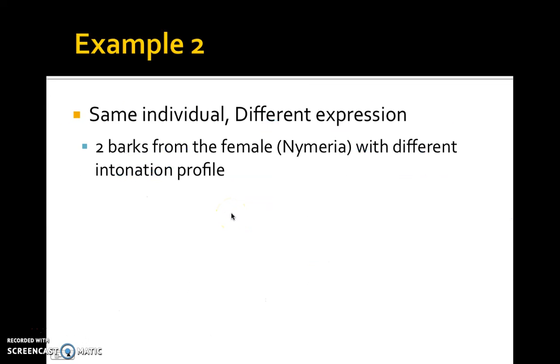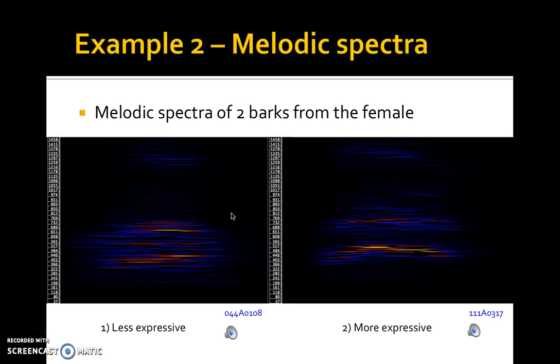Example 2. Same individual, different expression. These are two melodic spectra of the two barks from the female. The first bark is a less expressive one. We have already listened to this. The second vocalization is a more expressive one.